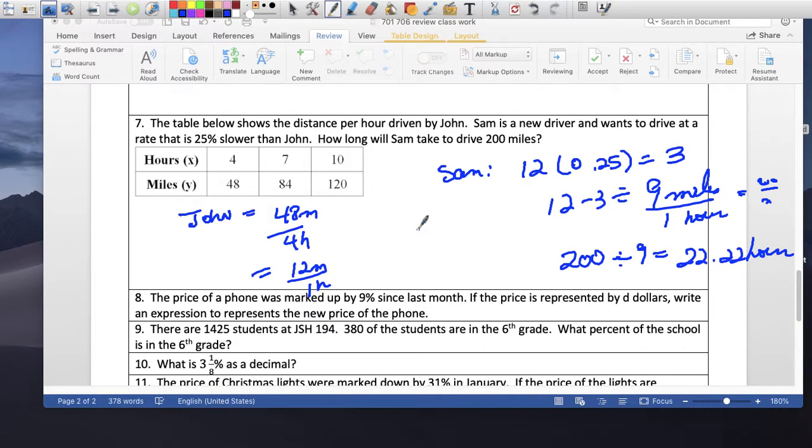And let me just show this again. So 9 miles takes him 1 hour. If you were to drive 200 miles, how many hours would it take? And you can cross multiply. So you get 9x equals 200, divide both sides by 9, and x equals 22.22 hours. Okay, so that would have been the right answer.